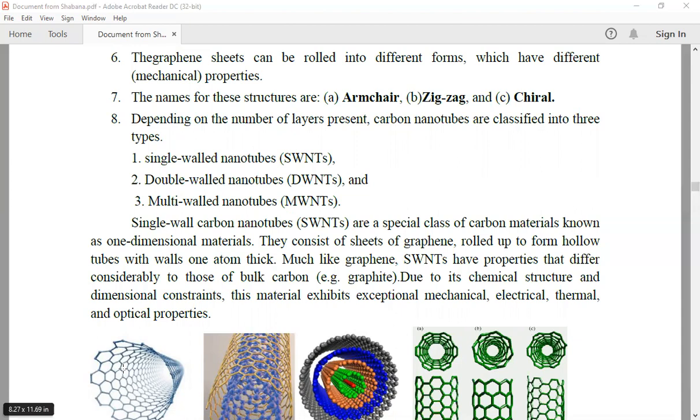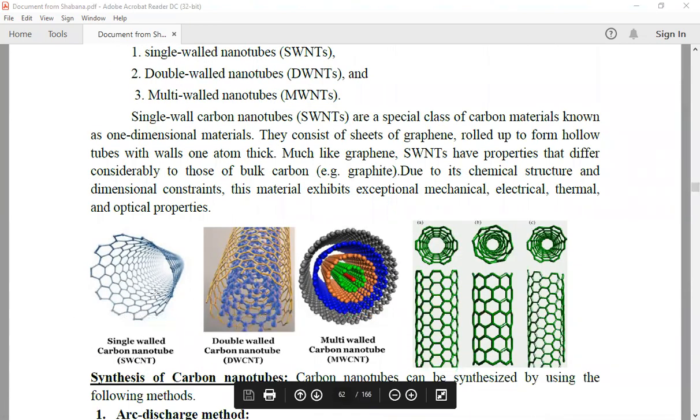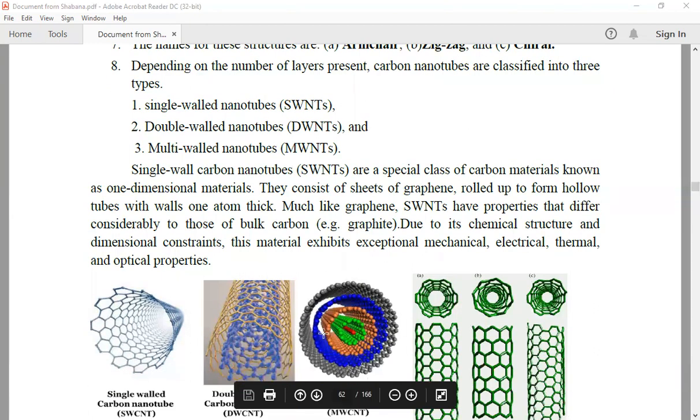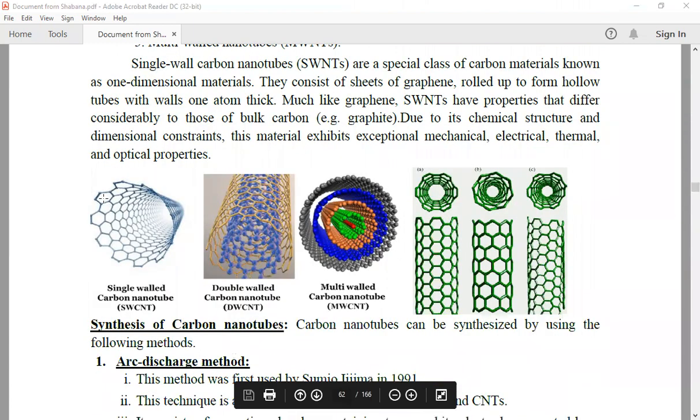And depending upon the number of layers present, carbon nanotubes are again classified into 3 types. They are single-walled carbon nanotubes, double-walled carbon nanotubes, and multi-walled carbon nanotubes. Single-walled carbon nanotubes are also known as SWCNT. Double-walled carbon nanotubes are also known as DWCNT. And multi-walled carbon nanotubes are also known as MWCNT.